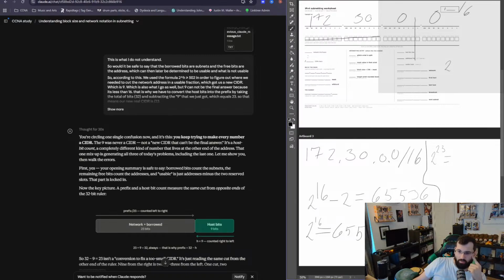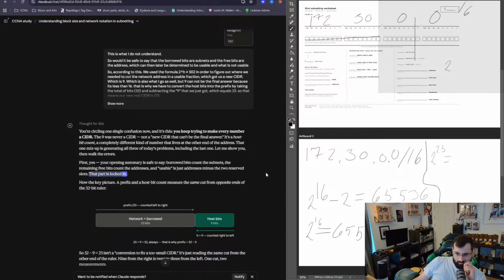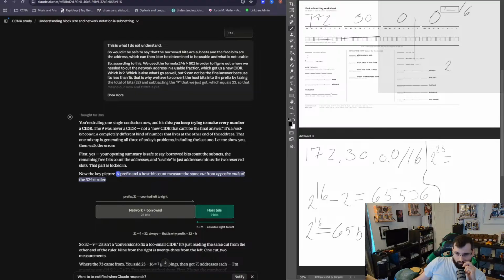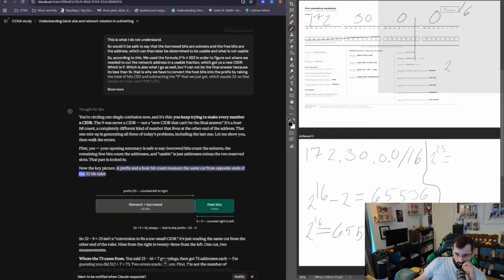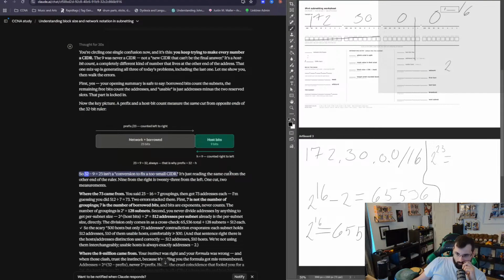Or scale. Scale would be a good one too. It's just addresses minus the 2 reserved slots. That part is locked in. Now the key picture. A prefix and a host bit count measure the same cut from opposite ends of the 32-bit ruler. So 32 minus 9.